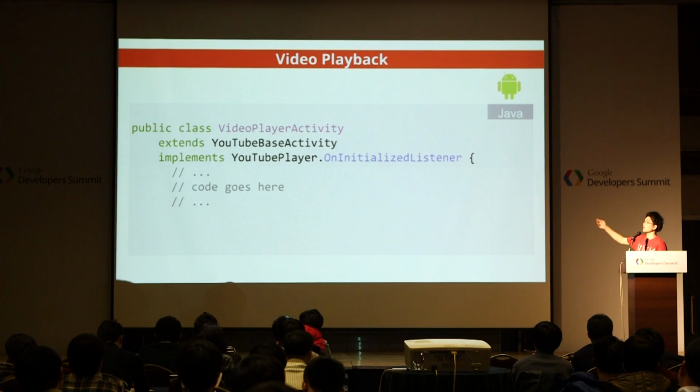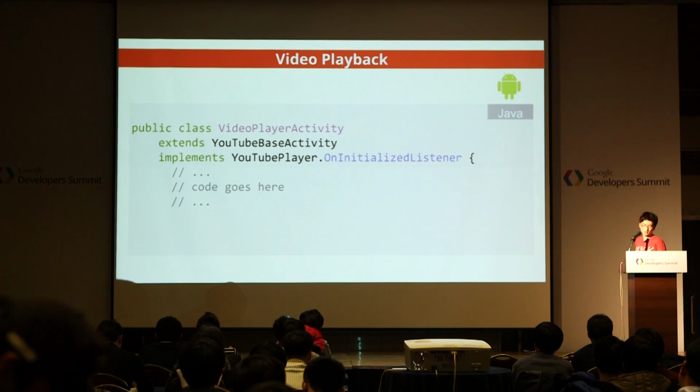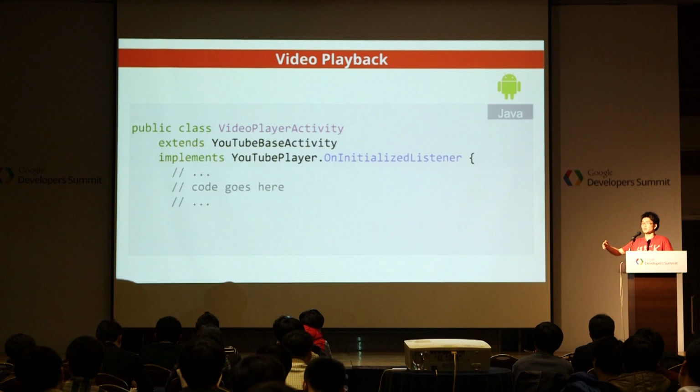So this is really easy, because you are going to implement each interface for each event, and then every single handler is handled by these interfaces. So once you implement the interface, then you can customize how the player works. So this is really easy to use, the native player API.